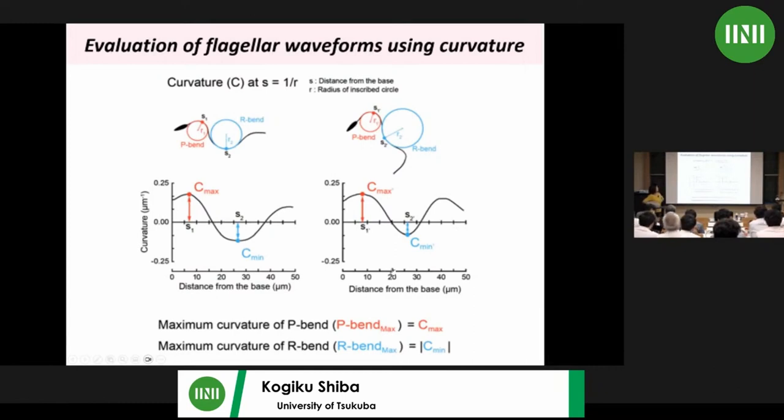We analyze the flagellar curvature along the flagellum. So we plot the flagellar curvature against the distance from the sperm head, the base, to the tip, and plot the curvature like this. The sperm bends to two opposite sides, this side and another side. We distinguish a positive value and a negative value, and plot the curvature. And also we analyze the time course.